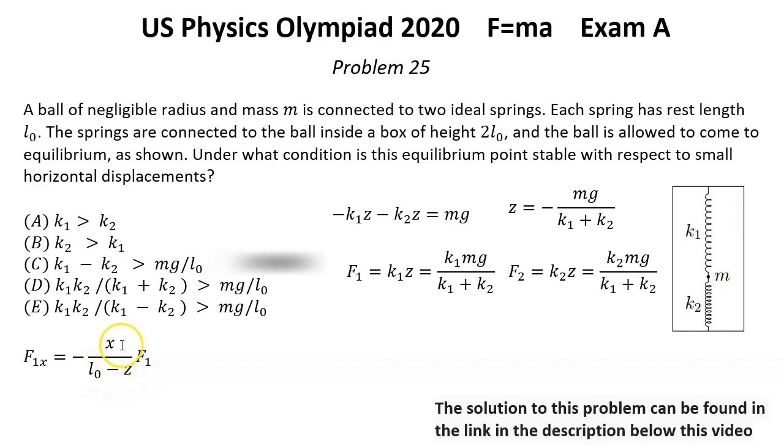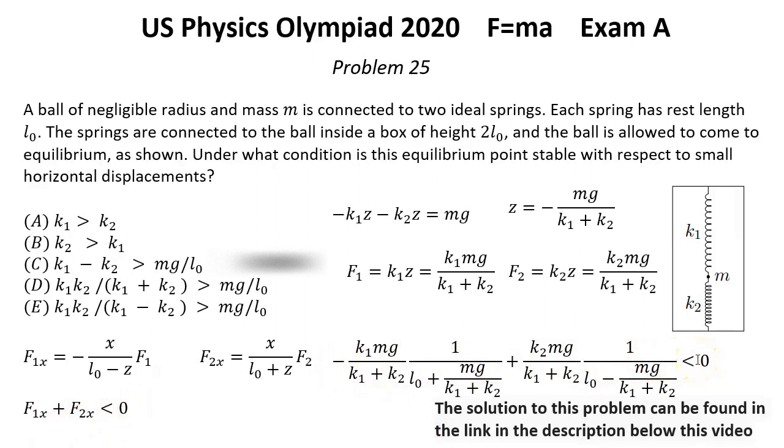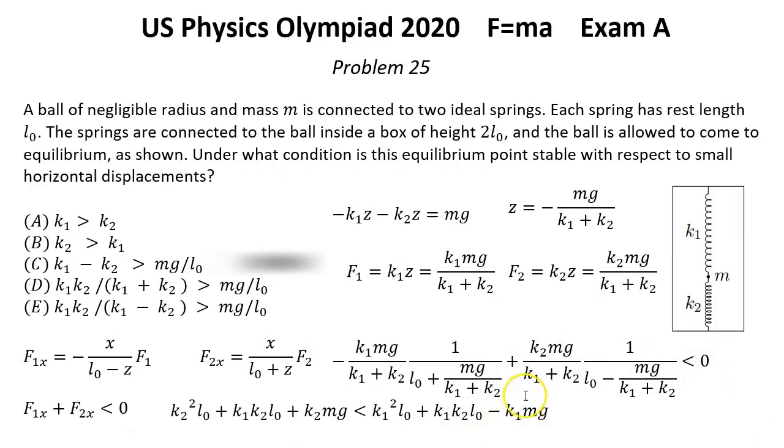For the upper spring we have x over L0 minus z multiplied by force F1, and for the lower spring we have x over L0 plus z multiplied by F2. The condition for stable equilibrium will be F1x plus F2x less than 0. It means that after putting all these expressions into this inequality, we have this inequality. And now let's do the counting. After some multiplications and manipulations, we finally have K1 minus K2 greater than mg over L0, which is answer C, and that was the solution for problem number 25.